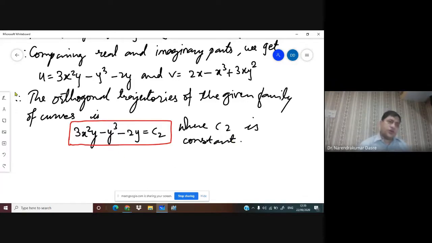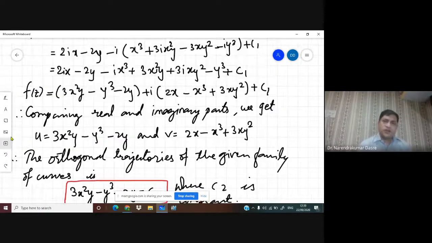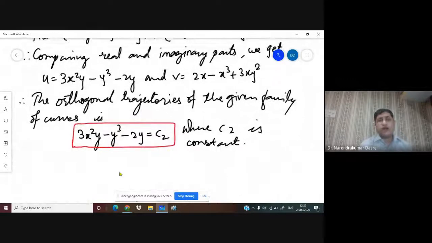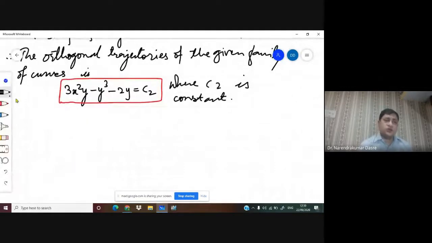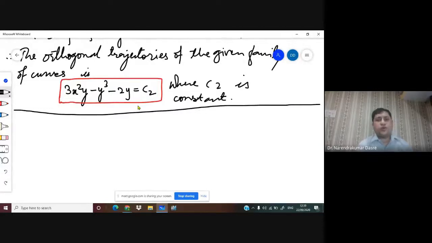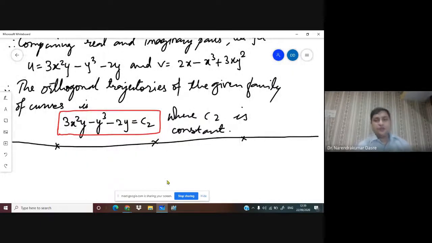Okay, so here we have to be careful. Don't mix up the constant of integration and the given constant. So we have to use another constant. Specify that it is going to be the constant, so it will take care of all the constants that we have used earlier. Okay, and this is how we are able to find the orthogonal trajectories for the given family of curves.